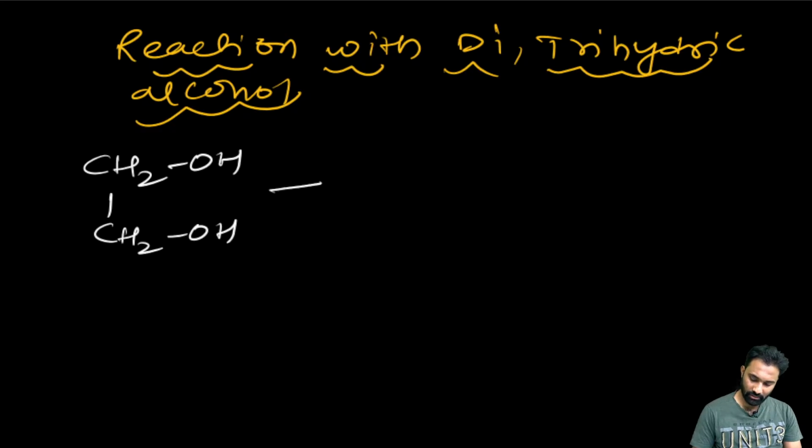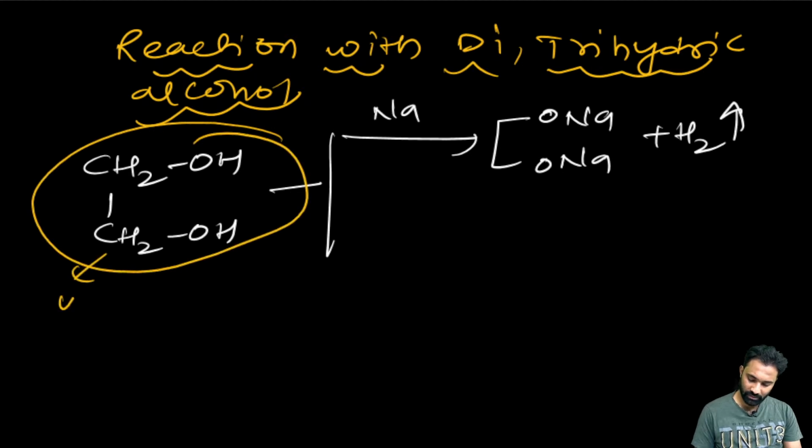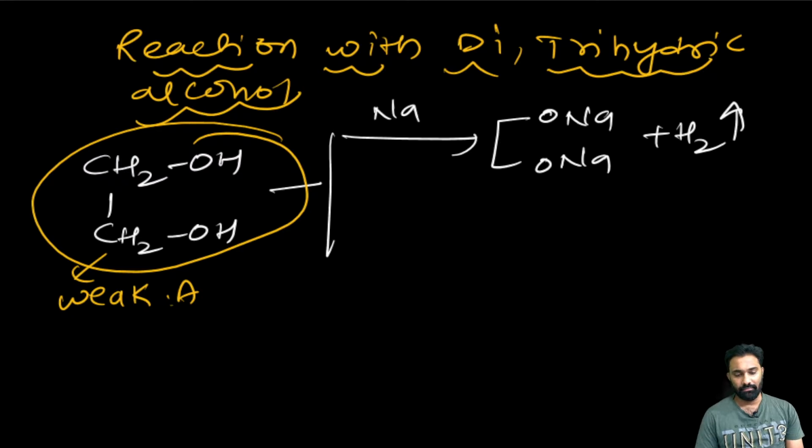Now, if you take sodium with ethylene glycol, it reacts and produces H2 gas. If the substrate is a weak acid and the byproduct is a strong acid, no reaction will take place. If the substrate is strong and it produces the weak acid, then the reaction will happen. You have to be very careful and remember that.